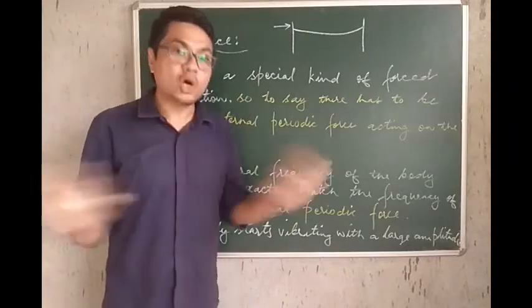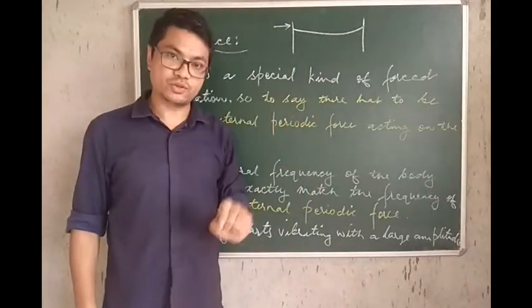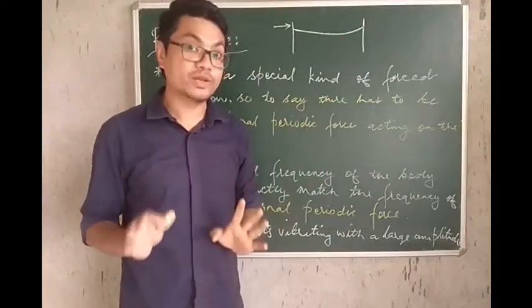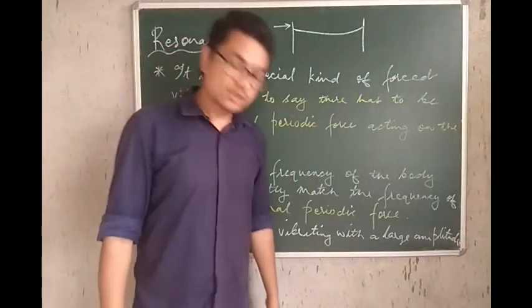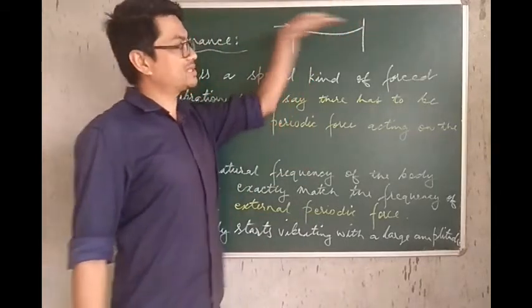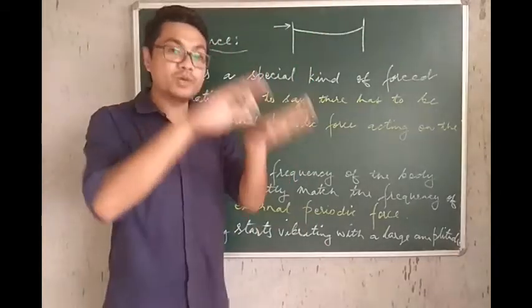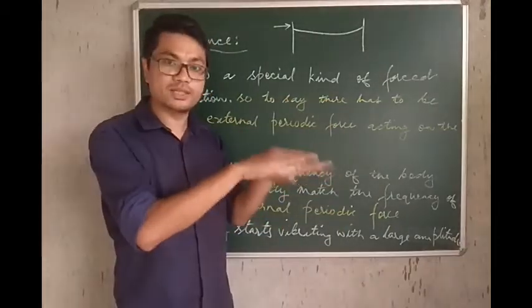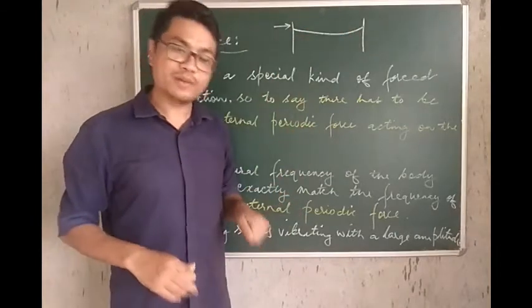They are asked not to march on the suspension bridge. Why? Because the suspension bridge has its own natural frequency, mind you. When the army men march on this suspension bridge, the bridge is going to undergo forced vibration. The suspension bridge is going to vibrate.